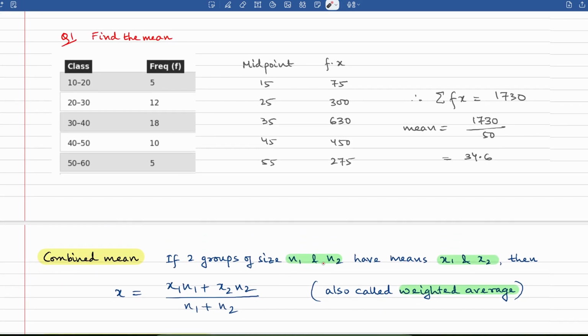So if there are two groups of size n1 and n2, and these have means x1 and x2, then the combined mean would be x1 n1 plus x2 n2 divided by n1 plus n2. This is also known as weighted average.